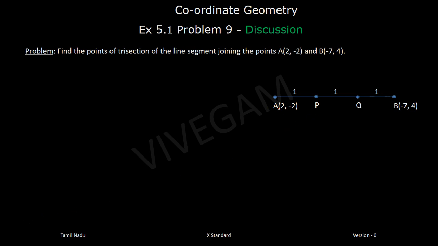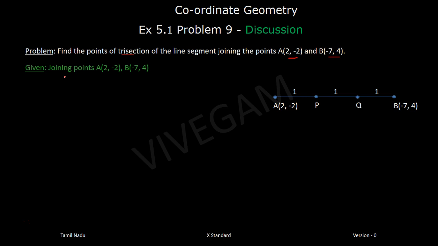So this is the point A, this is point B. The points of trisection are P and Q. So they divide the entire line AB in the ratio of 1:1:1. Got it? So let's list out the points. The points are A(2, -2) and B(-7, 4). We need to calculate the points of trisection.